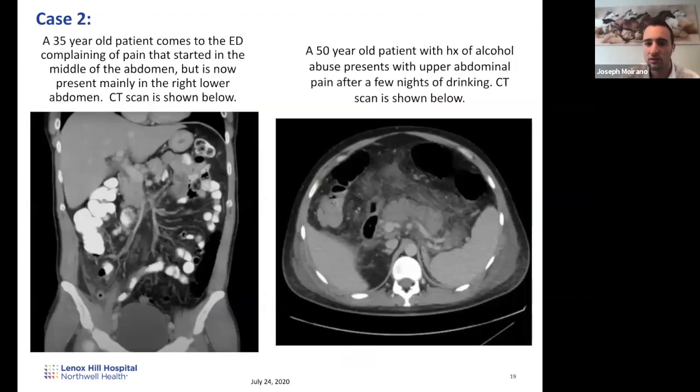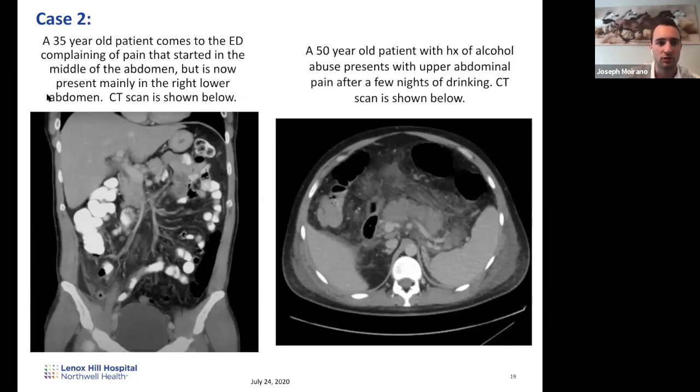Okay, so the procedure's name is TIPS, and it stands for Transjugular Intrahepatic Portosystemic Shunt. In more layman's terms, it's just a stent that goes from the portal vein to the hepatic veins to bypass the liver, is the idea.